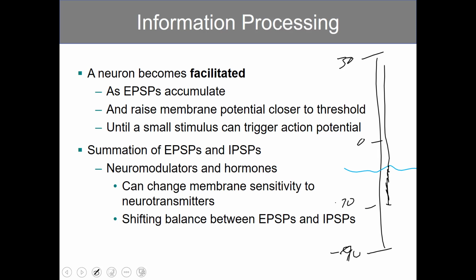Facilitation: a neuron becomes facilitated as the EPSPs accumulate. They raise the transmembrane potential closer and closer to threshold until the final straw, or stimulus, can trigger an action potential. That is the summation of EPSPs and IPSPs. Neuromodulators and hormones can change the membrane's sensitivity to neurotransmitters, making it either more sensitive or less sensitive, and that shifts the balance between EPSPs and IPSPs.